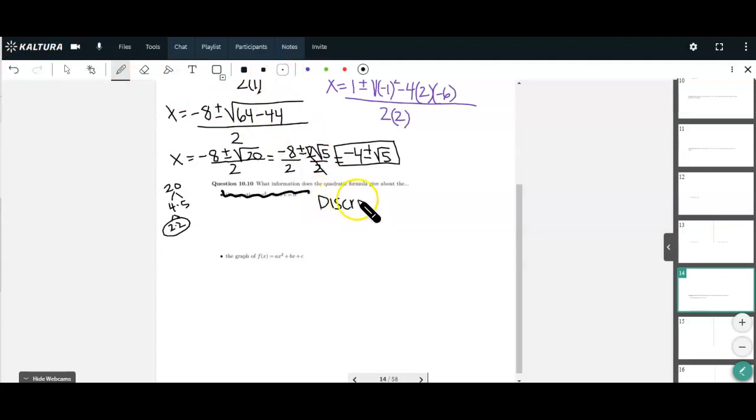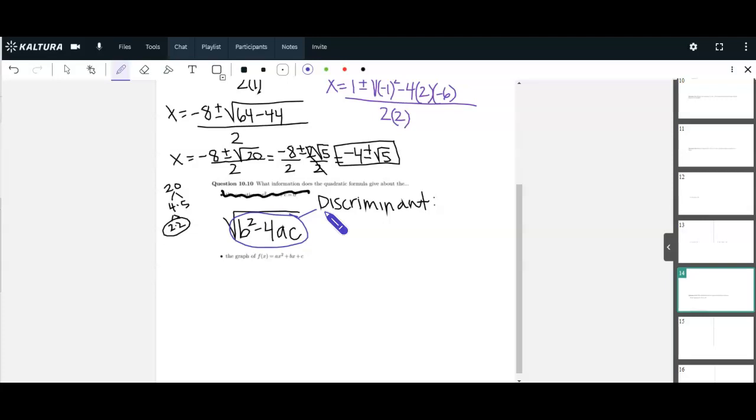Okay, so write this down. The discriminant is part of our quadratic formula. Remember the part that says the square root of b squared minus 4 times a times c. The stuff that's inside the square root is the discriminant. So it doesn't have the square root part there. It's just the stuff inside there.